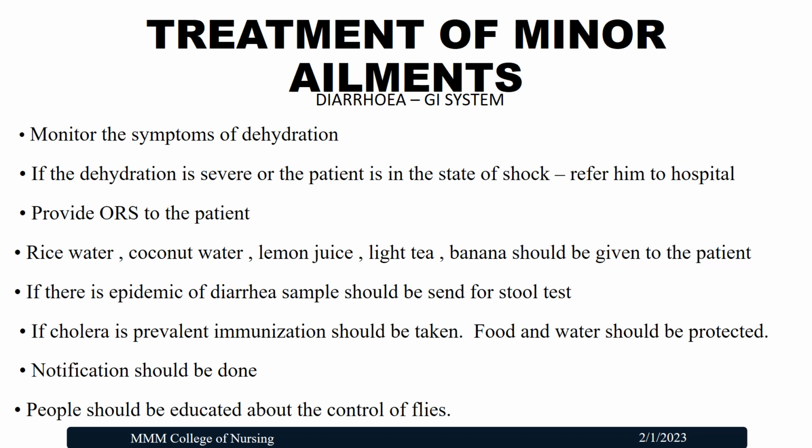If there is an epidemic of diarrhea, samples should be sent for stool test. If cholera is prevalent, immunization should be taken. Food and water should be protected. Notification should be done. People should be educated about the control of flies.